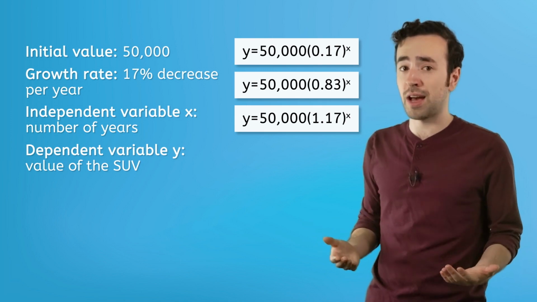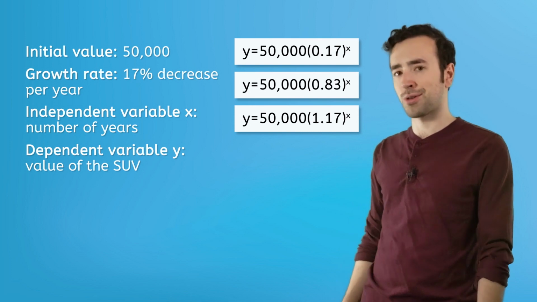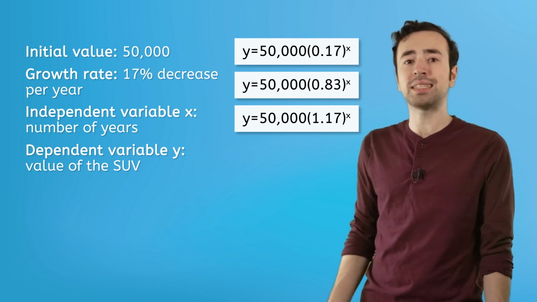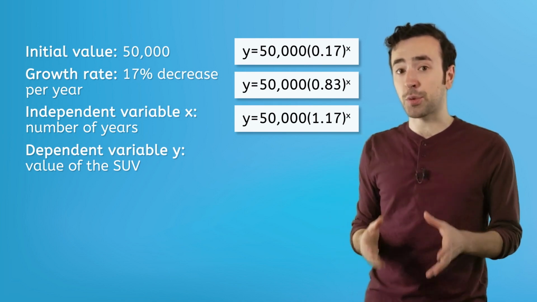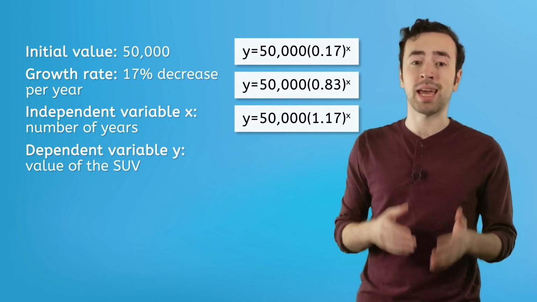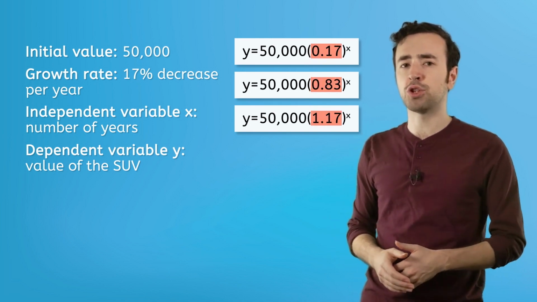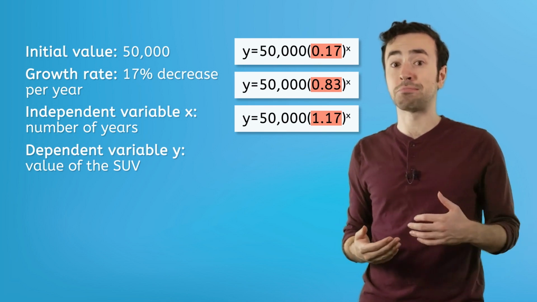These all have the same a value of 50,000, but the b values are all different. So let's figure out which of these is correct. This time, we're working with a decrease in value, which is exponential decay. So do you think the b value should be greater than 1 or between 0 and 1?